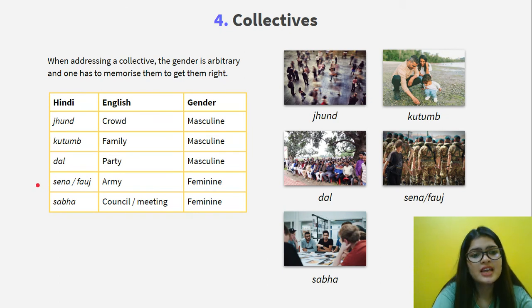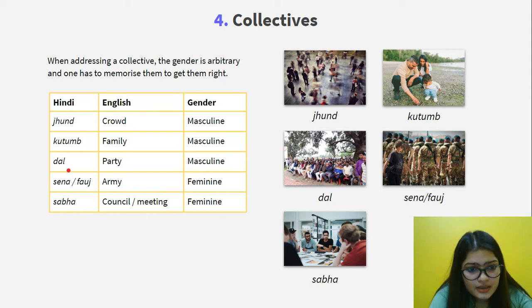Now, one might say that even in the earliest times, the Sena or the Fauj might never have had females. Then why is it feminine? Again, we have to apply the concept of arbitrariness, that the names themselves are arbitrary in nature. There were no set rules according to which we can say that something has to be feminine or masculine. Language is arbitrary. Sabha, council or meeting, again feminine in nature.